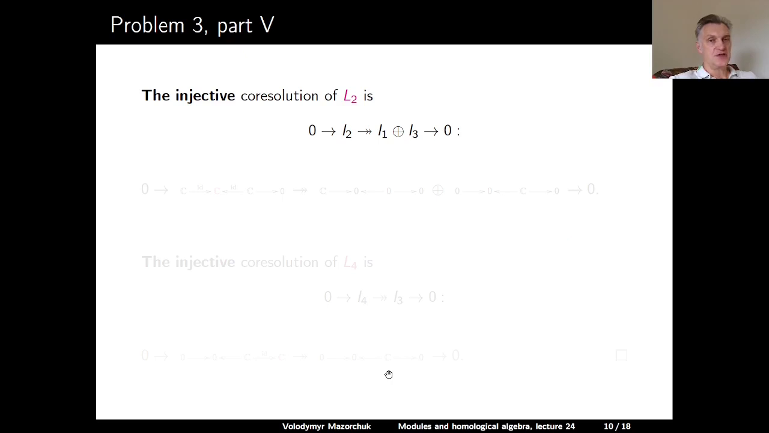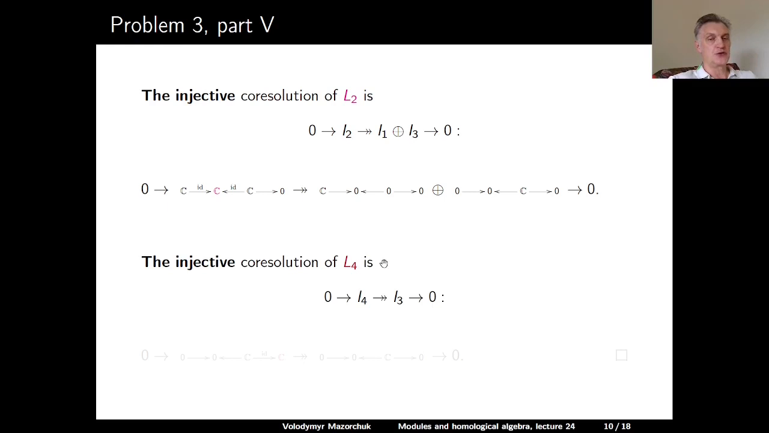The injective co-resolution of L2 starts from its injective envelope I2, and then the cokernel is exactly I1 plus I3. So this is our I2, with L2 being a submodule at the vertex 2, and the remaining vertices are 1 and 3. So we take the injective at 1 and the injective at 3 at the homological position 1.